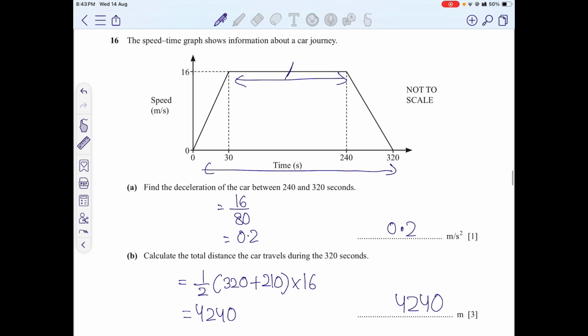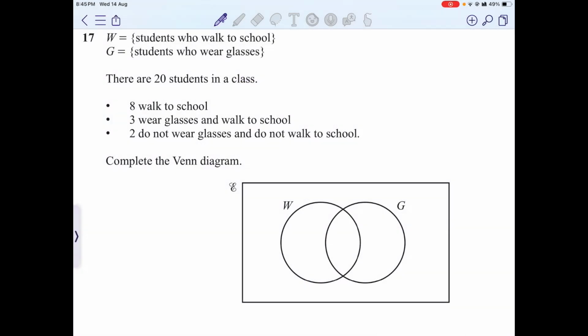Moving on to the next question. Alright, now we move on to the next question where it's a sets question.